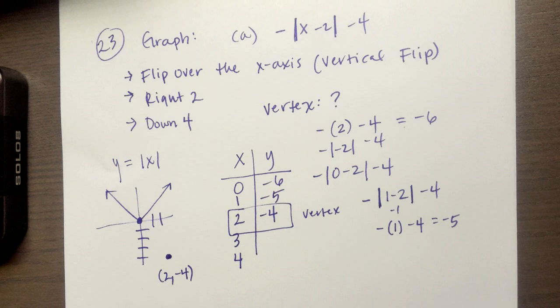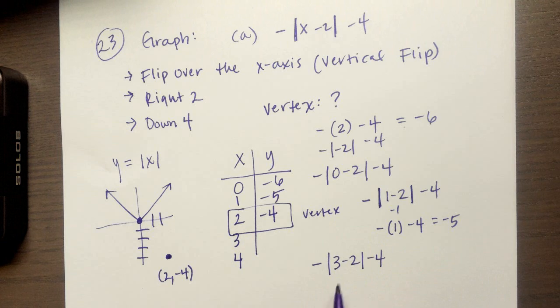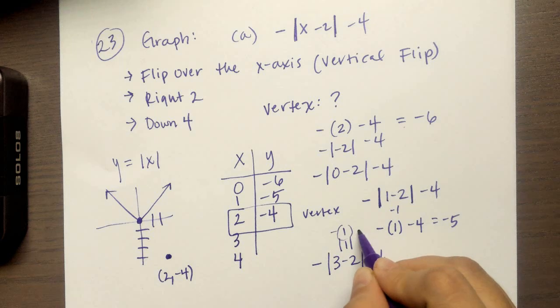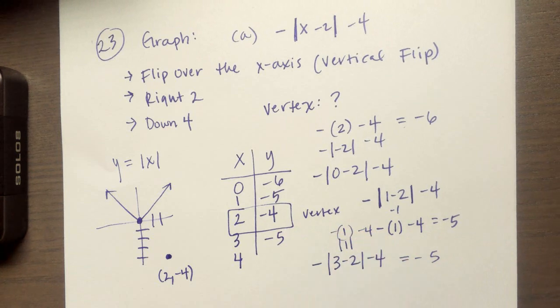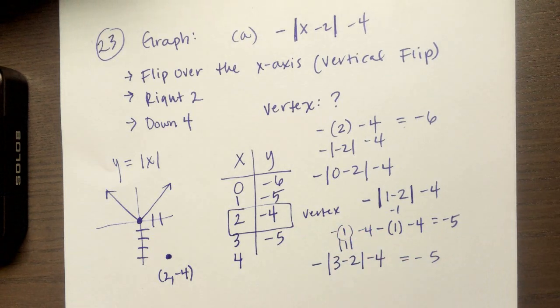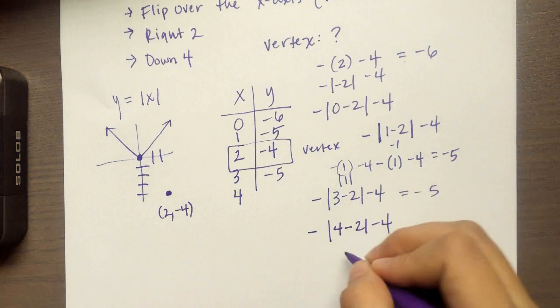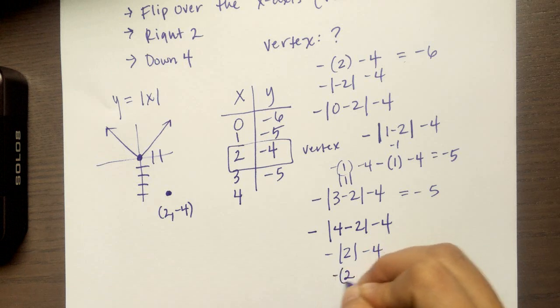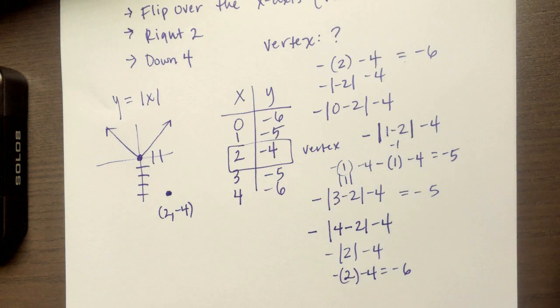So negative 1 minus 4 is negative 5. Same thing if I plug in 3. So now I have negative absolute value of 3 minus 2, minus 4. 3 minus 2 is 1. The absolute value of 1 is just 1. So you have that negative. Negative 1 minus 4 is negative 5. So this will be a negative 5. And then the last thing is 4. So negative absolute value of 4 minus 2, minus 4. 4 minus 2 is 2. Absolute value of 2 is 2. So negative 2 minus 4 is negative 6. So those are my new points.